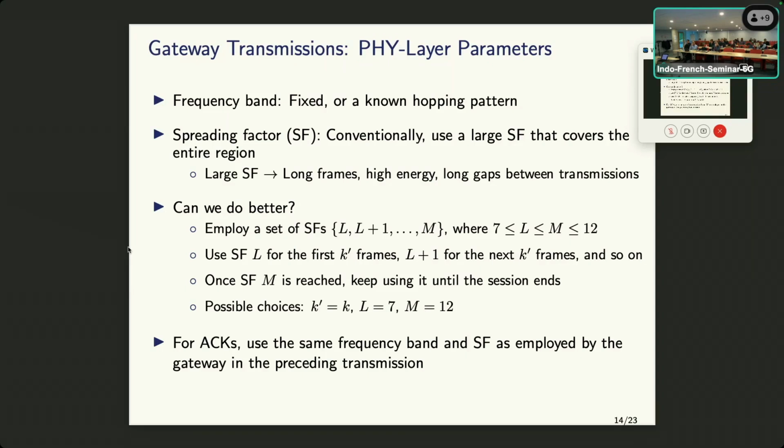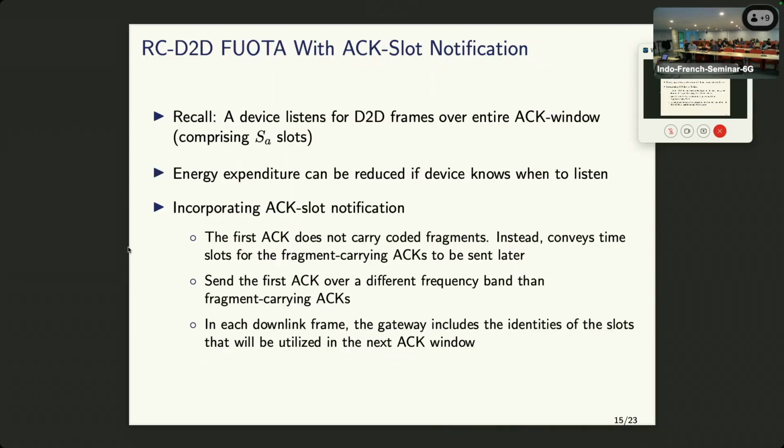I will show that later. And for the acknowledgements, the transmissions by the devices, we're going to use the same frequency band and spreading factor as employed by the gateway. Why? Because when a device is trying to receive this device-to-device communication, the D2D packets, it needs to open its receive window over a certain frequency band and a certain spreading factor. They may not have multiple demodulation paths, so the SF and the frequency band both have to be fixed. How do the devices know which one to use? By knowing that whatever spreading factor and frequency band the gateway used for the last transmission, the same is going to be used for the D2D transmission as well. So that is the general framework.